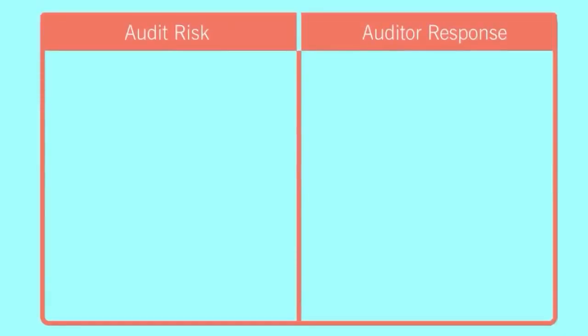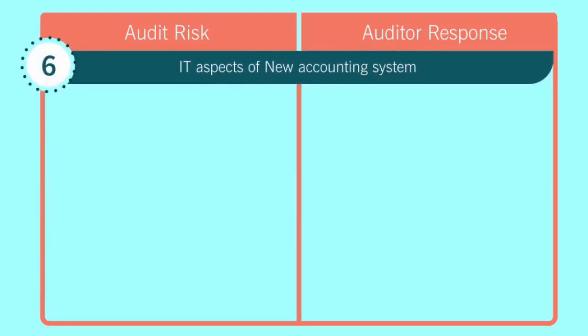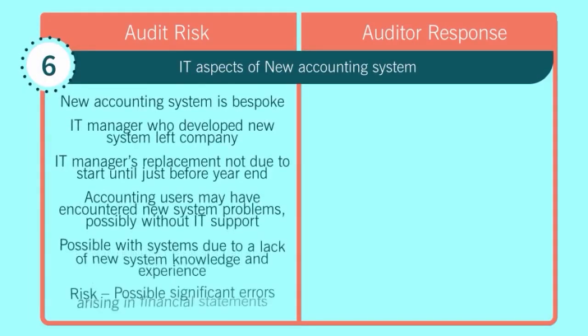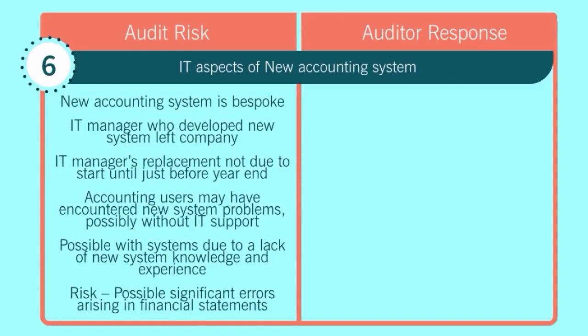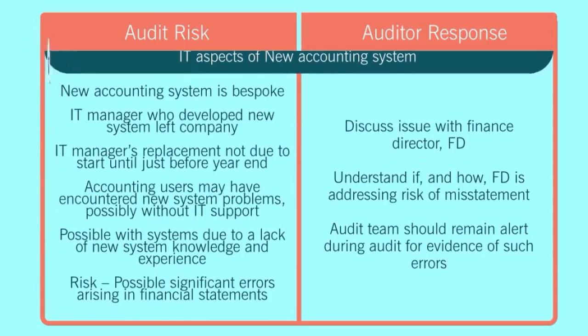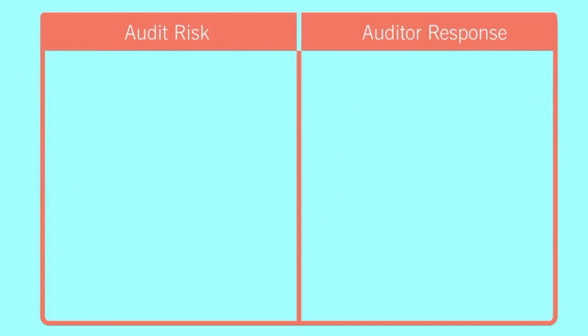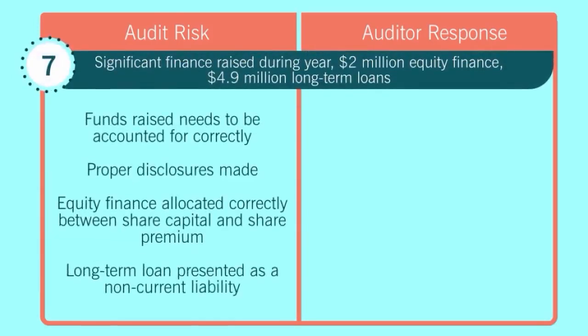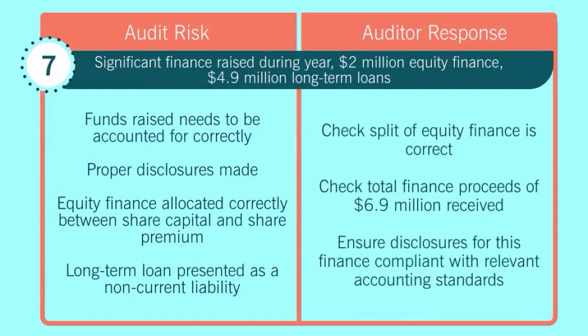For the IT aspects of the new accounting system, there are IT personnel and support risks, and financial error risks, which the auditor needs to address directly with the finance director, and ensure the audit team are also alert. Because there was significant finance raised during the year, the auditor needs to address the risks of ensuring funds were in fact received, and that proper disclosures were made.